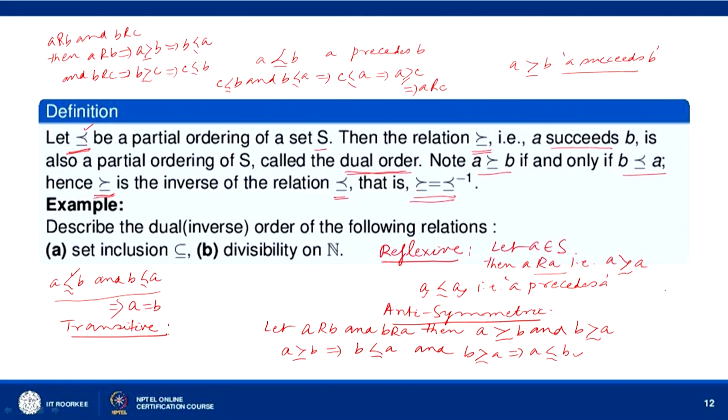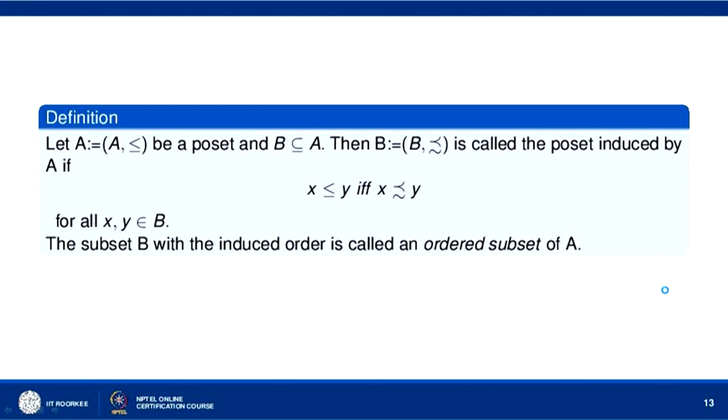Now, we go to this definition. Let A be a poset. This is the order relation on A, and B is a subset of A. It is not necessary that it is less than or equal to, it is some relation on A. So, let A be a poset and B be a subset of A, then B is called the poset induced by A if x is less than or equal to y if and only if x precedes y.